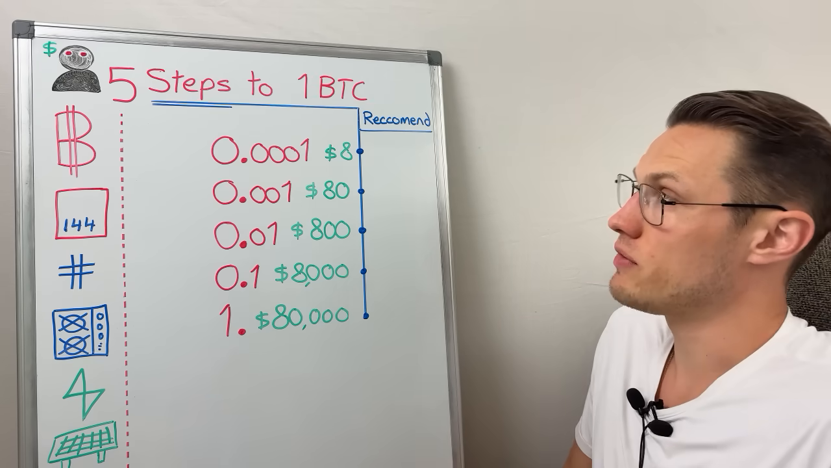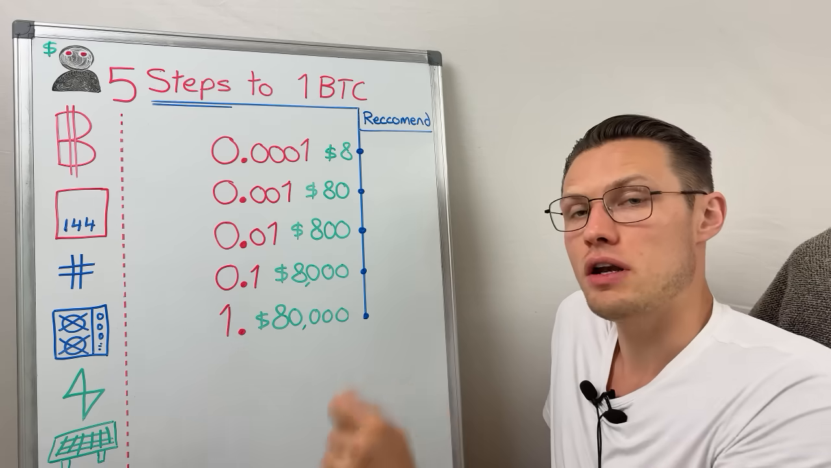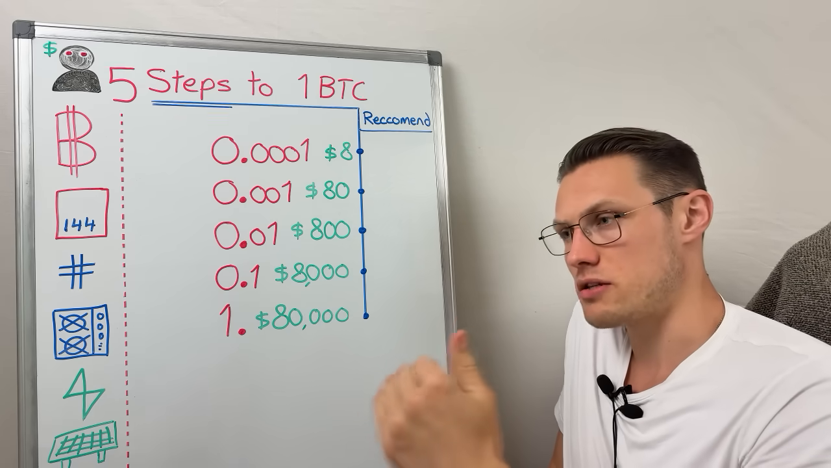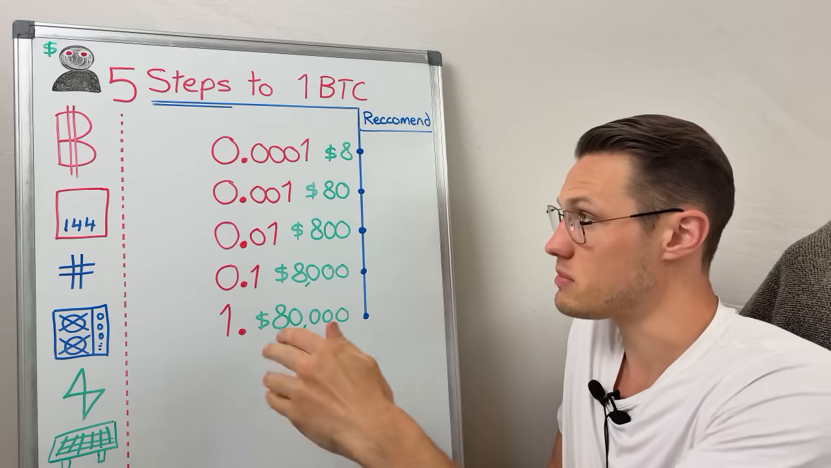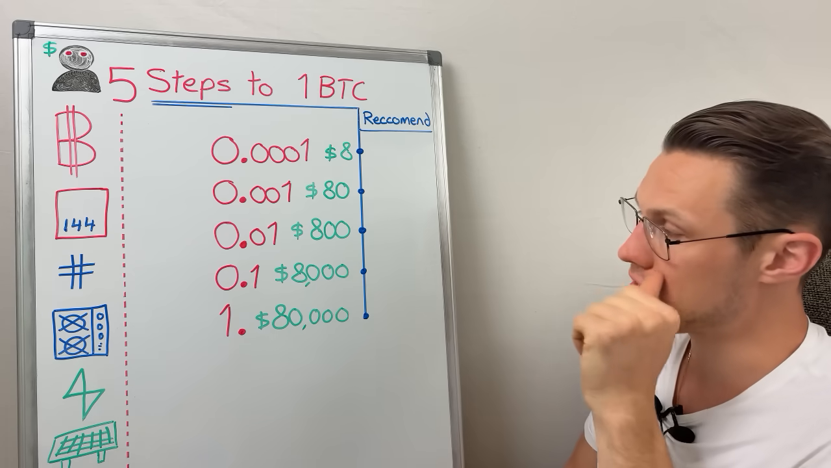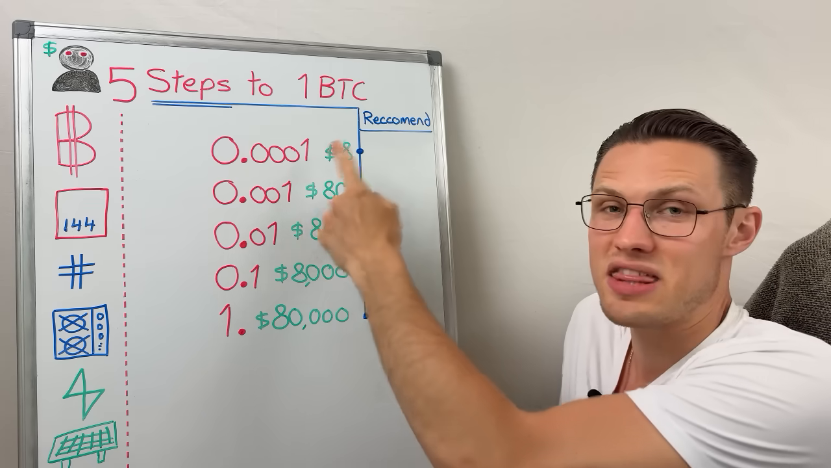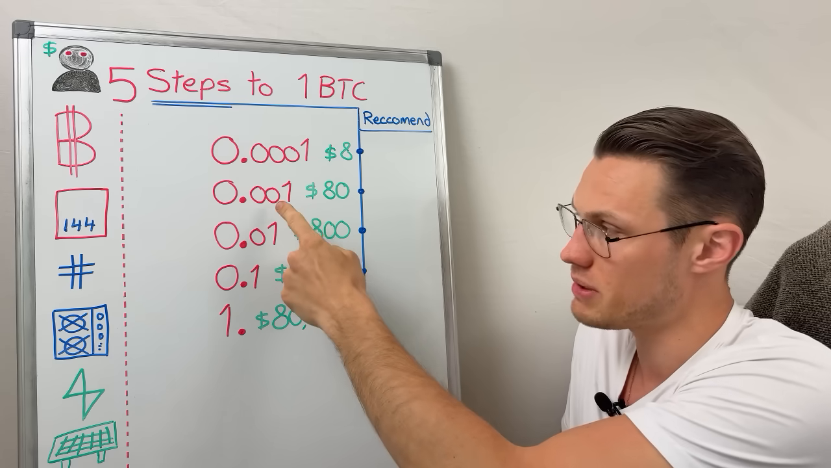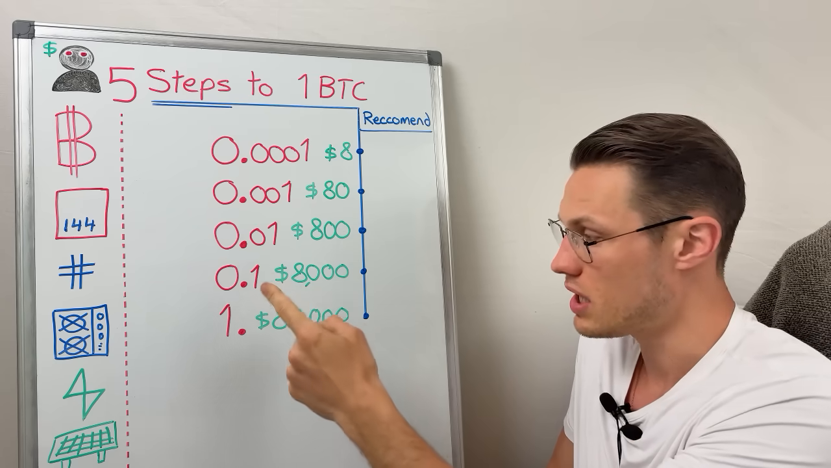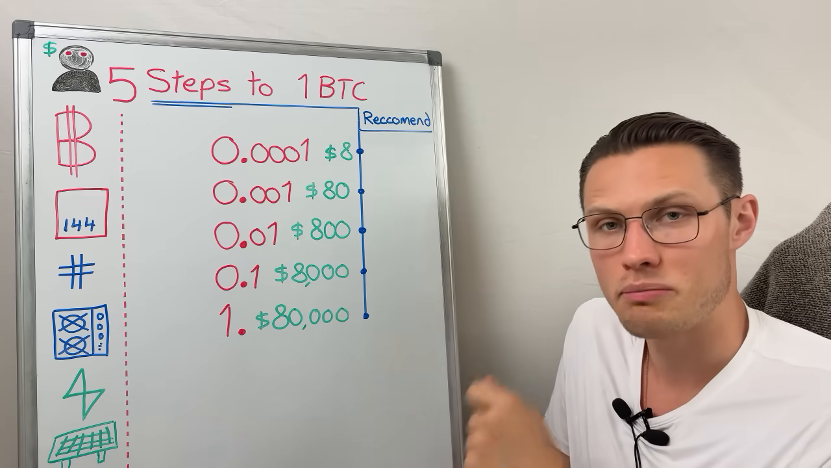Today I have an interesting video for you to look at: the 5 logarithmic steps, these objective milestones, 10xing each time to reach one whole Bitcoin. That is starting with acquiring 1/10,000th of a Bitcoin, then 1/1,000th of a Bitcoin, then a 100th of a Bitcoin, 1/10th, and then one whole Bitcoin.